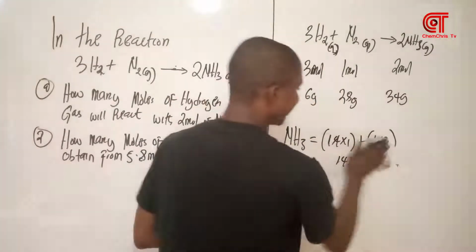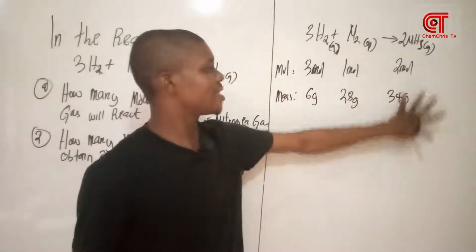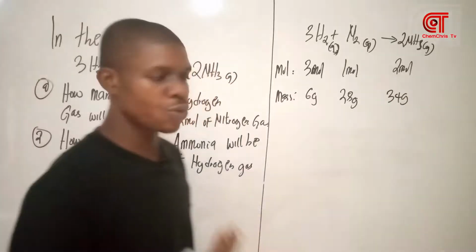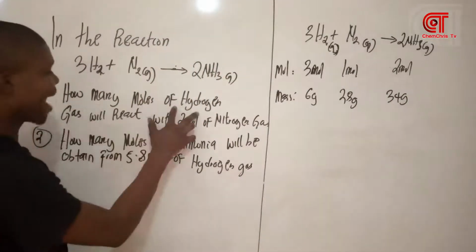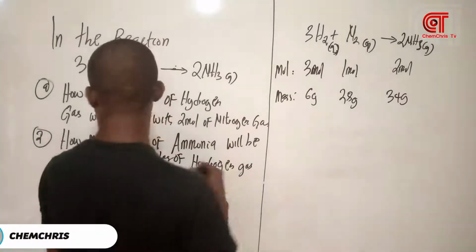To solve any reacting mass question, first you have to do this simple table here. Once you can do this, you are 50% done with the question. Now let's look at what the first question is: how many moles of hydrogen gas will react with 2 moles? So we are looking at the first question here.